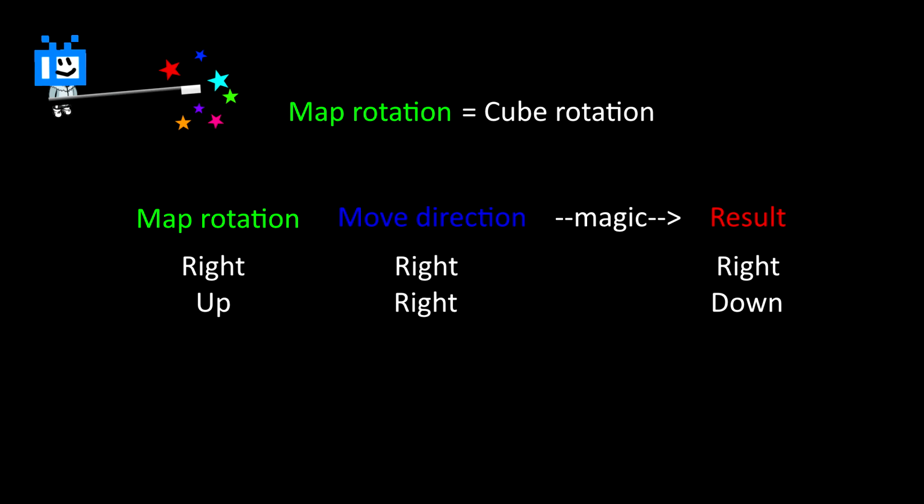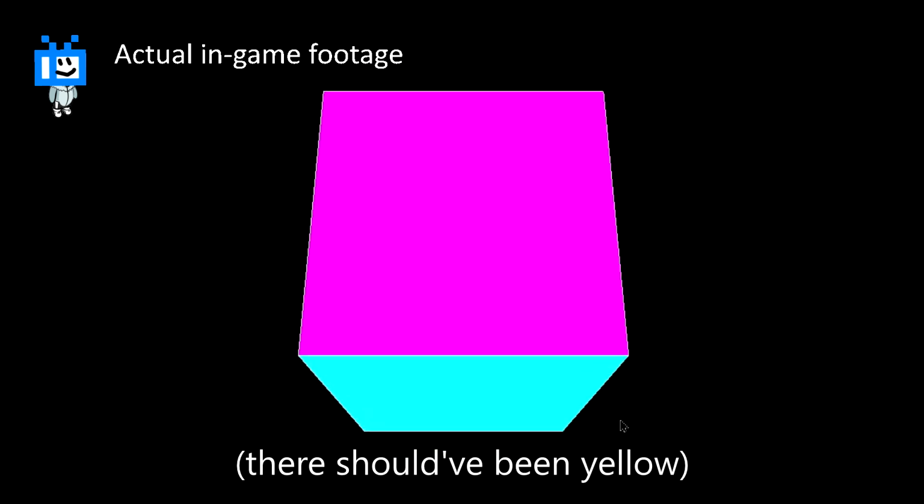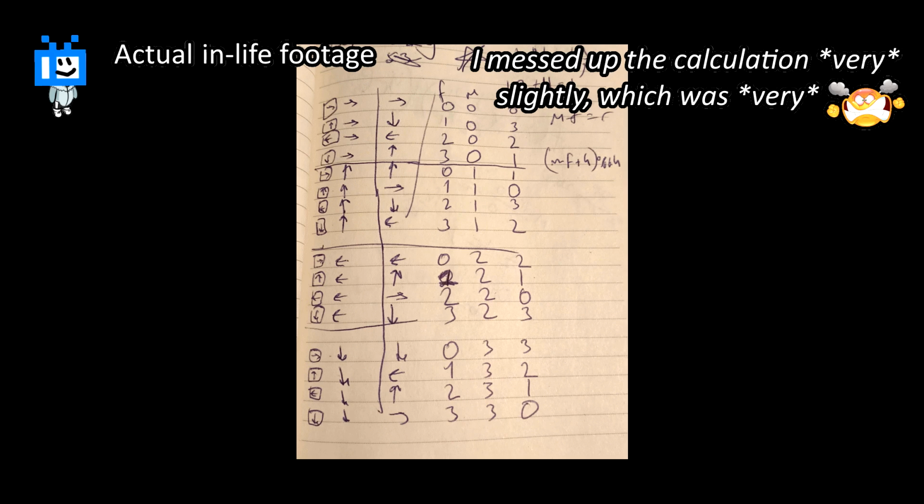You just do some magic using the rotation of the map and your moving direction. So if the whole thing is rotated 90 degrees, moving right now means moving down on the map. I actually messed up this calculation at first, then I spent a long time trying to fix everything else. Well, here's the table I made up to find the calculation.